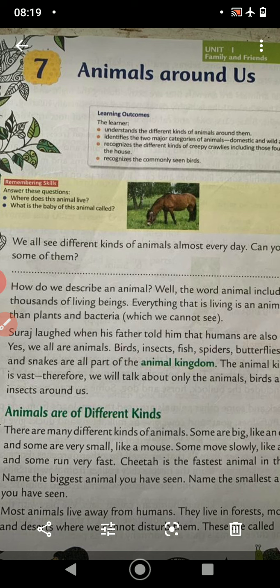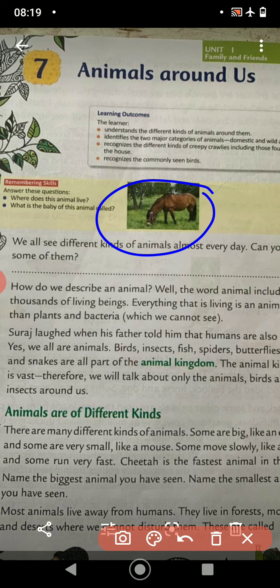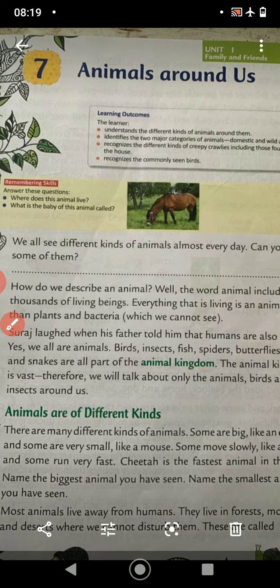After studying this chapter, you will be able to know about different animals, whether they are domestic animals, wild animals, creepy crawlies. So let's start. Children, you can see here the picture of the animal. Who is this animal? What is the baby of the animal known as, and where do they live? You will have to tell me about it after this video gets over.